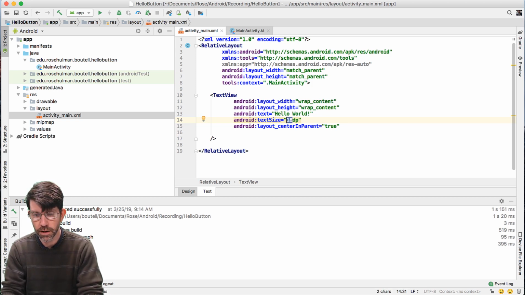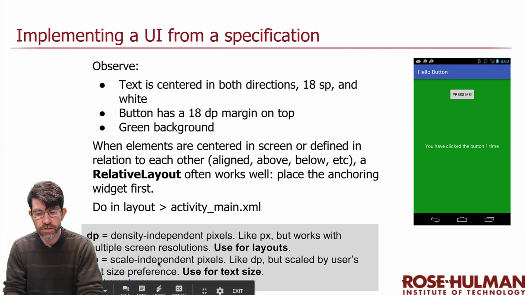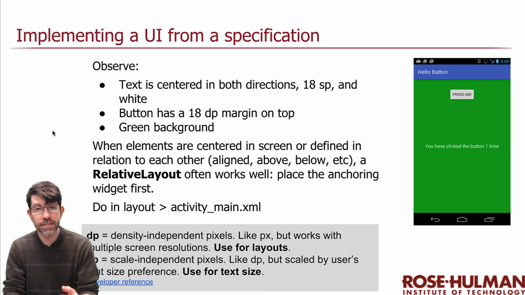It really is a number, but again, independent of the density. So I'm going to set that here. Now I can go one step further. For layouts, I'm going to use DP. For text view, there's actually one step further. That SP is called scale independent pixels, and it's like DP only for fonts.